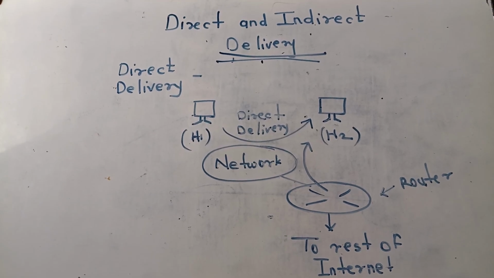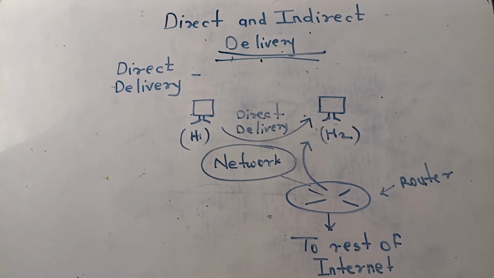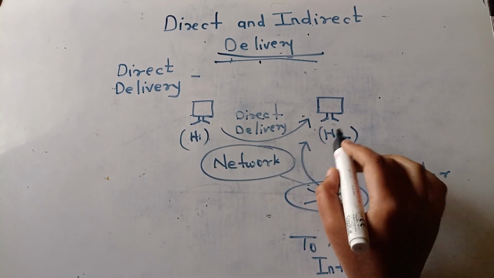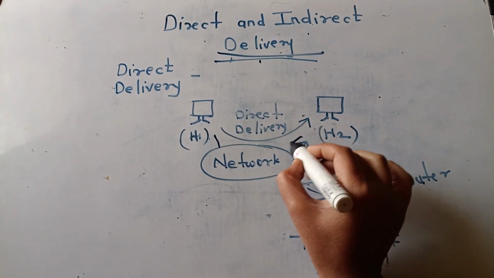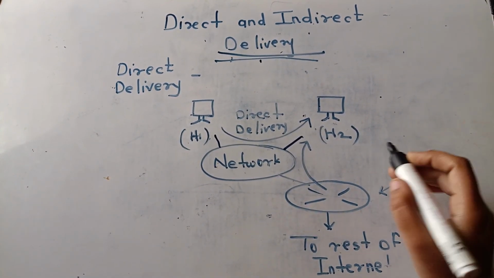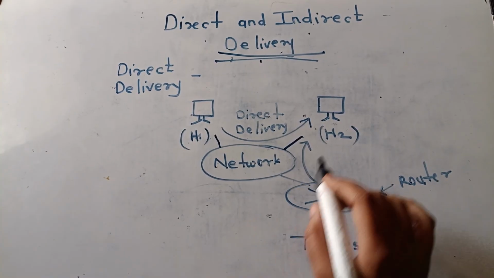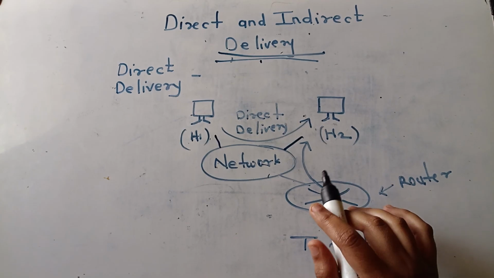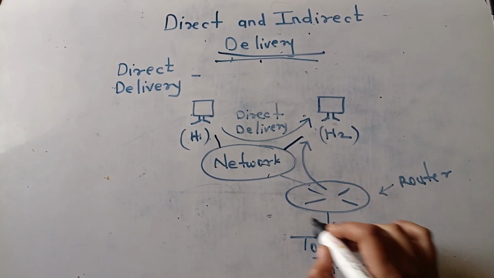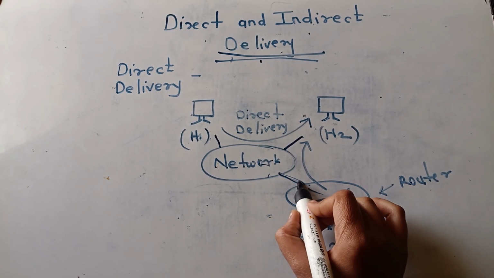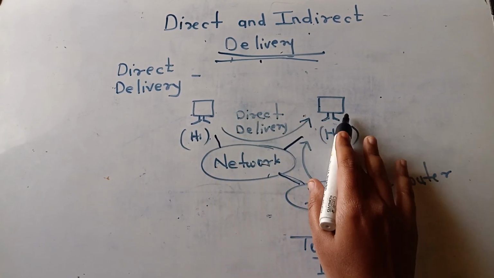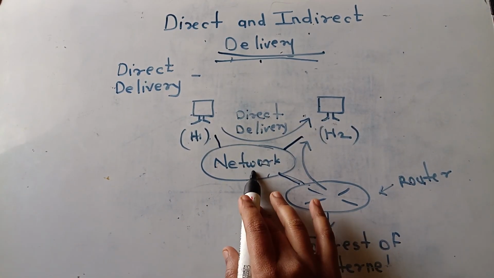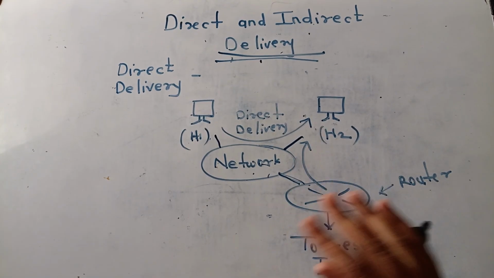In direct delivery, the final destination of the packet is a host connected to the same physical network as the deliverer. You can see there are two devices, and these devices are connected to the same physical network. The two hosts are connected to the same physical network, and our router is also connected to the same network. So this is called direct delivery.